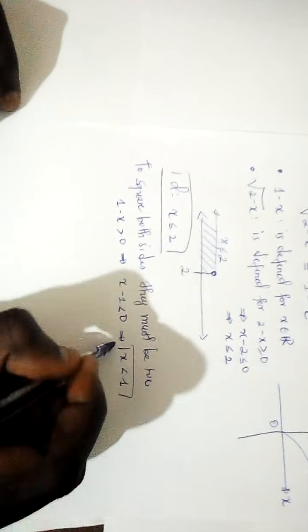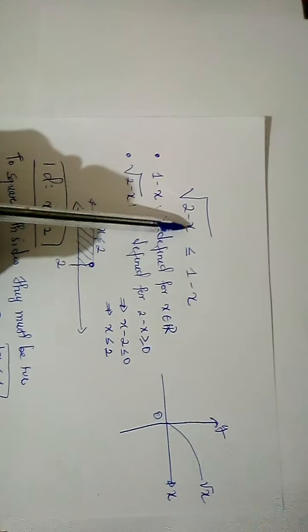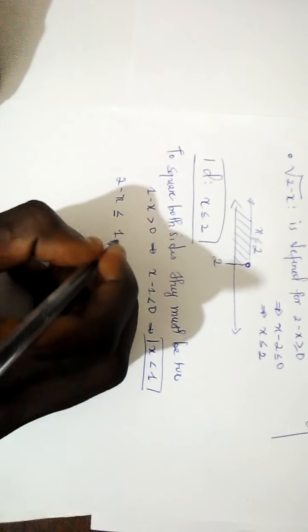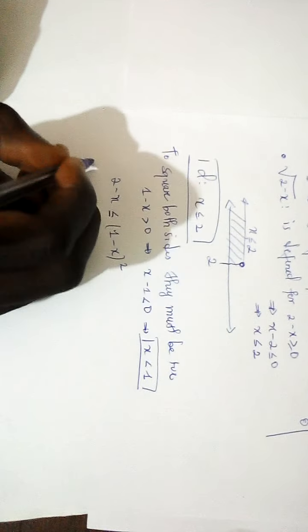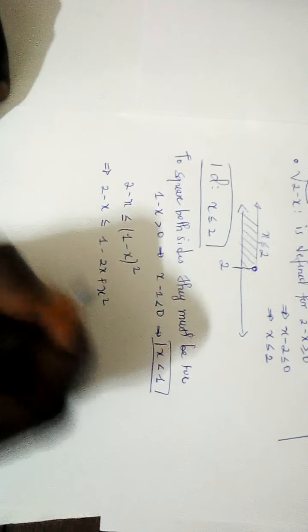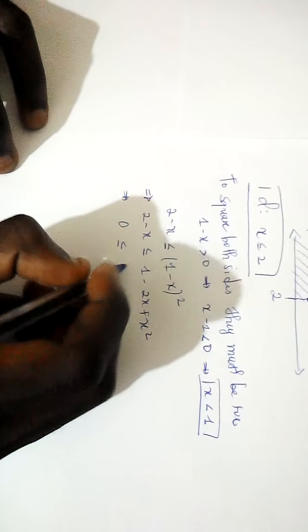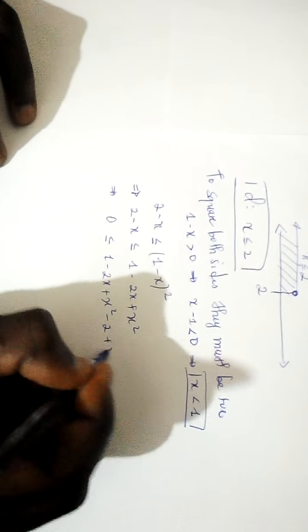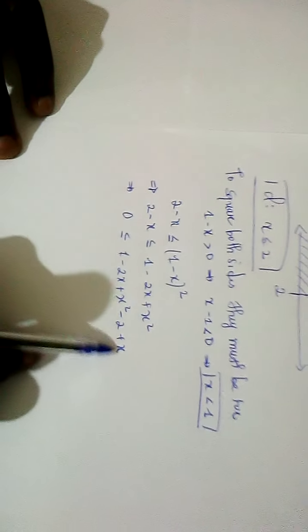Now, we keep it. When we square both sides, on the left hand side we get 2 minus x less than or equal to, and on the right hand side we get 1 minus x, all squared. This means that 2 minus x is less than or equal to 1 minus 2x plus x squared. Now, we can take everything to the right hand side. We get 0 is less than or equal to 1 minus 2x plus x squared, then minus 2 plus x. We subtract 2 and then we add x.